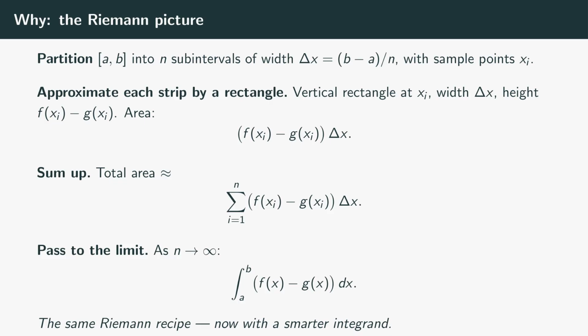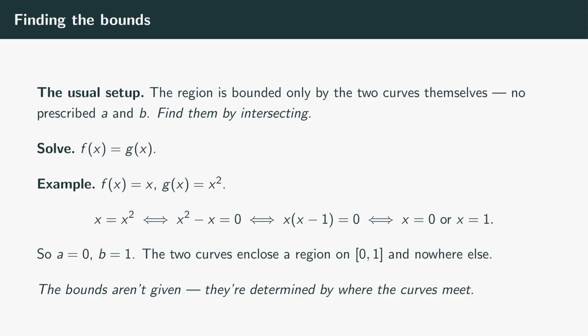That's the whole derivation. We didn't invent a new kind of integral. We used the integral we already had with a smarter integrand. The clever part is recognizing that the right integrand is the gap, not either function alone. In most textbook problems and most real problems, you aren't handed an interval from a to b. You're handed two curves and asked for the area of the region they enclose. The interval is whatever interval the two curves cut out on their own. To find it, you intersect the curves.